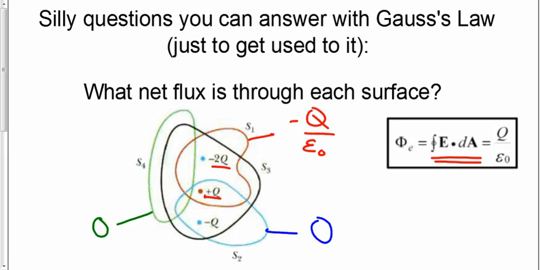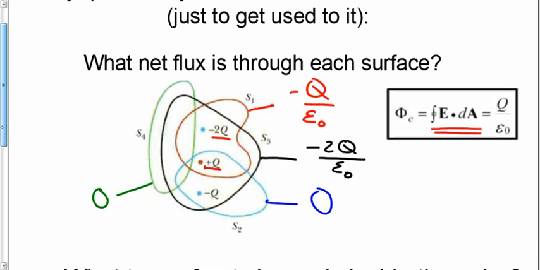And then surface 3 would be done in a similar way. Notice it is enclosing all 3 charges there, so that's minus 2, plus 1, and minus 1, and so that's a net of minus 2, and then that's over epsilon sub naught as well. So that's how we calculate the net flux through a surface using Gauss's law.